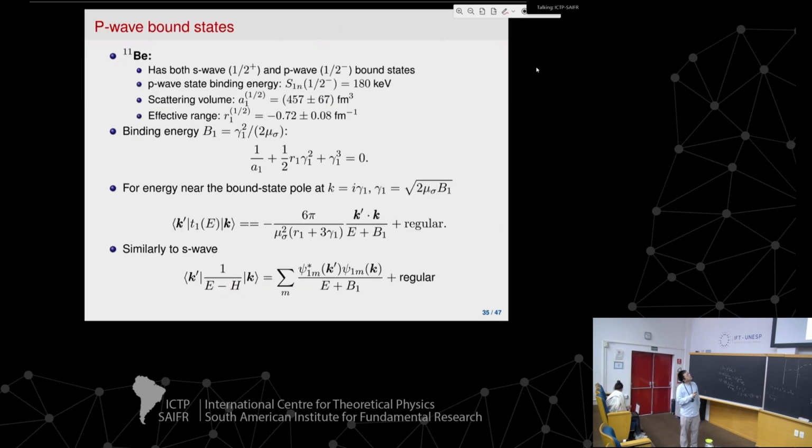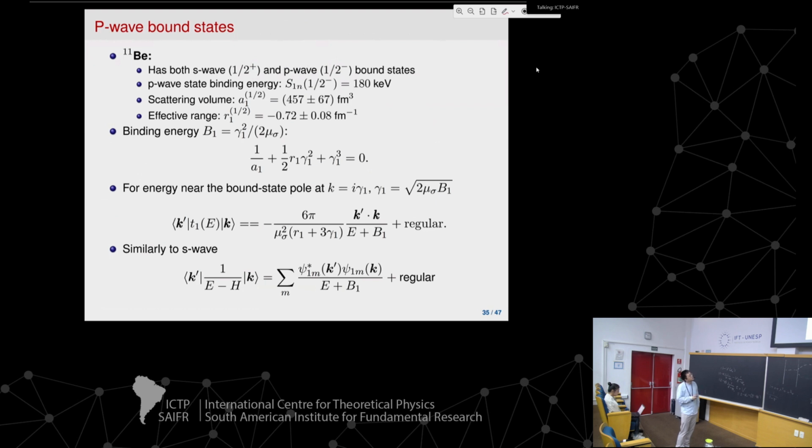Now let's take some examples of these P-wave bound states. The first example is beryllium-11. It has both an S-wave bound state and a P-wave bound state. For this P-wave bound state, we know its one-neutron separation energy is very low, at 180 keV. You can also use scattering phase shift to extract its scattering volume and effective range. So you can use these numbers and these formulas to get the P-wave binding momentum. You know the scattering volume and effective range, so you use this to construct gamma 1.